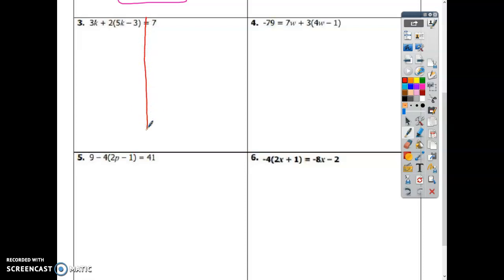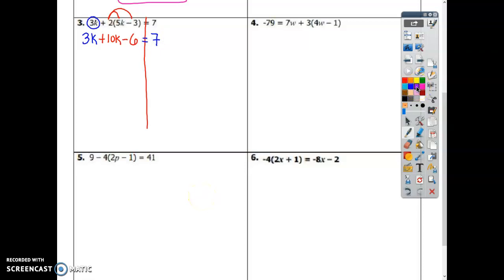Step number 1, distribute, right? So what am I going to distribute? The 2. So what's 2 times 5k? Positive 10k. And what's 2 times negative 3? Negative 6. Everything else comes down. So this 3k comes down, and this 7 comes down.